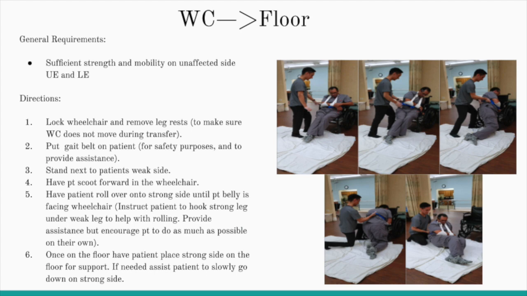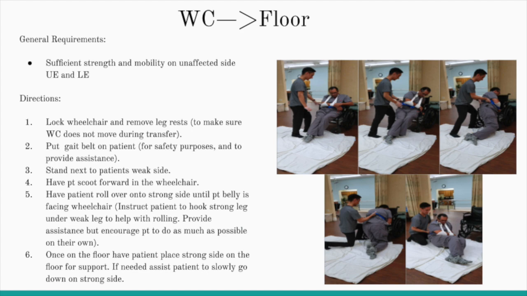The first thing you want to do is make sure that you lock the wheelchair and remove the leg rest. You want to do this to ensure that the chair doesn't move during the transfer and also that the leg rests don't get in the way when you're transferring the patient. You do want to make sure that you put a gait belt on the patient. Again, this is for safety purposes and to provide assistance.